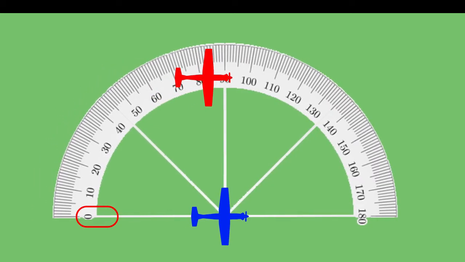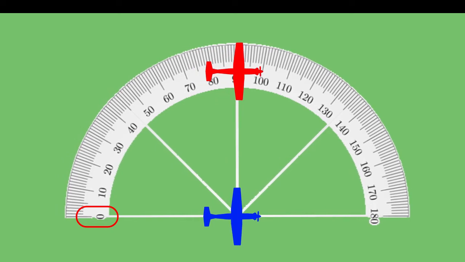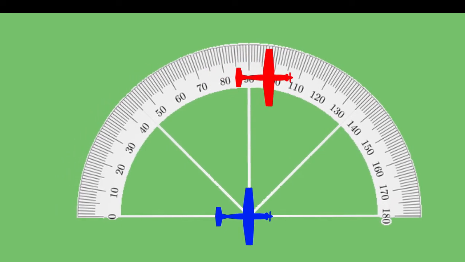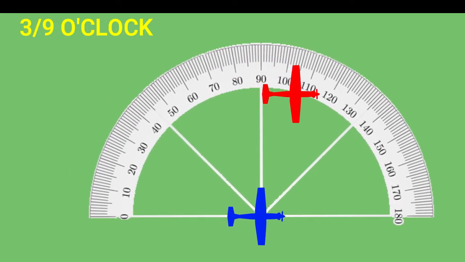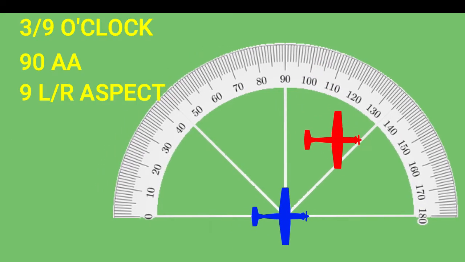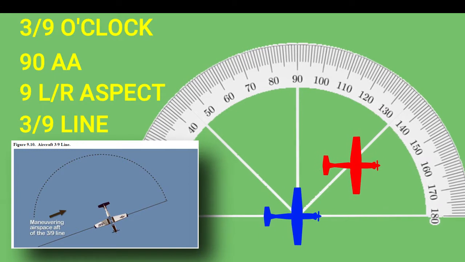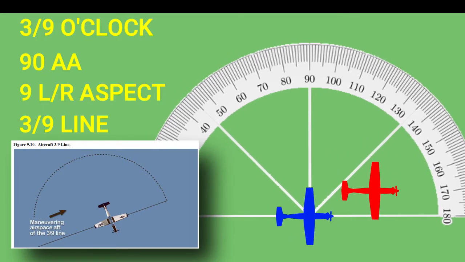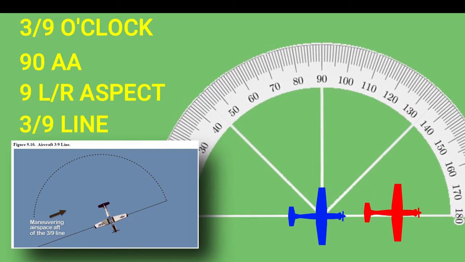At 6 o'clock to the reference aircraft, the aspect is 0. At the 3 and 9 o'clock positions, number 2 is at 1's 90 aspect. This is also known as the 3-9 line. Number 2 should normally remain aft of number 1's 3-9 line during maneuvering.